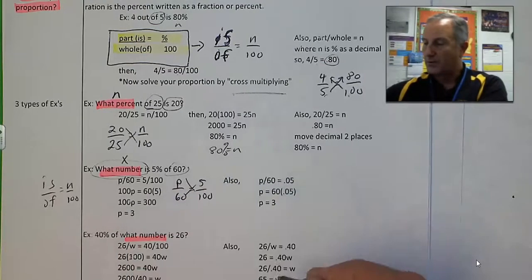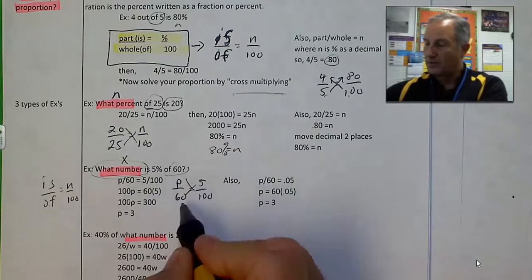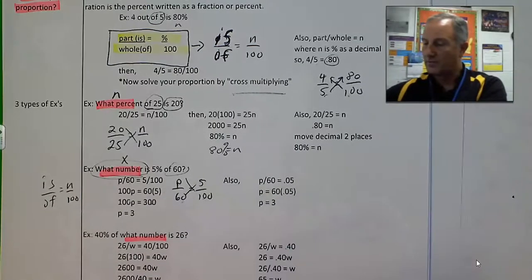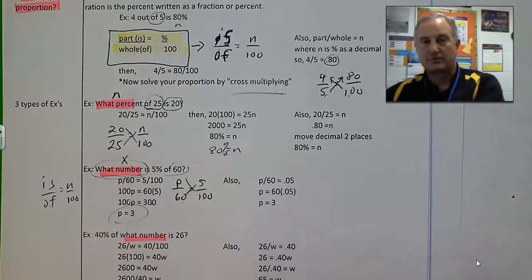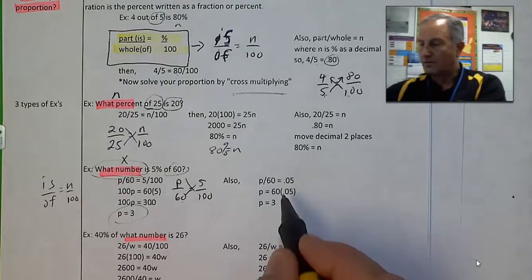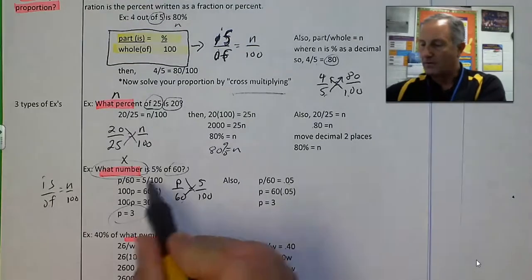Now you cross multiply. 100p equals 6 times 5, which is 300. Divide out the 100, p is 3. So 3 is 5% of 60. We wrote it as a decimal, there it is. 5 over 100 is 0.05.